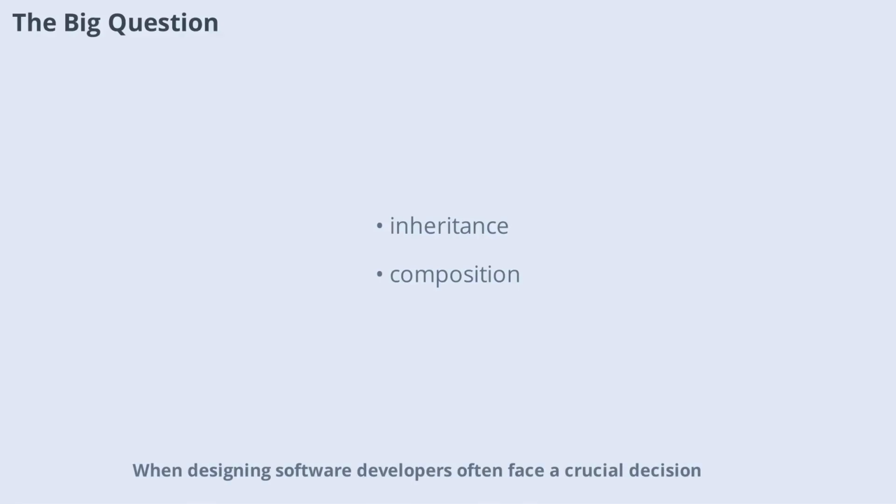When designing software, developers often face a crucial decision. Should we use inheritance or composition? This choice shapes how our code is structured, maintained, and extended. Both approaches have their strengths and weaknesses, and understanding them is key to building robust systems. In this video, we'll break down what inheritance and composition really mean, explore their differences, and see practical examples to help you decide which fits your needs.